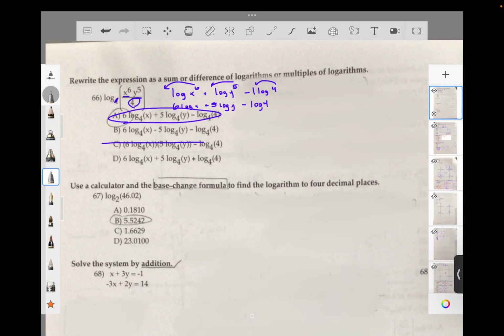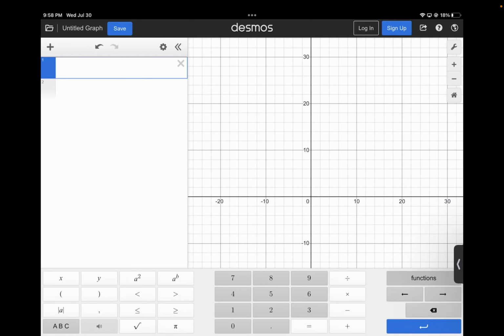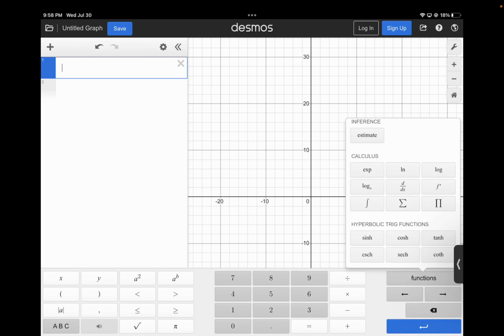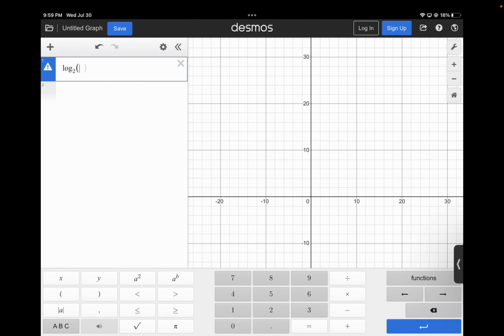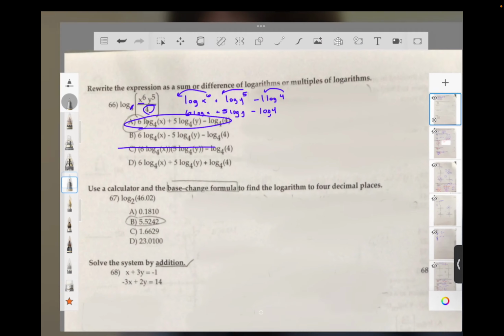Use a calculator and find the logarithm to 4 decimal places. What's the best chance for him? I'm just going to plug this in. I think it was log base 2. Wherever this log is, base 2, and it was like 46.02. So 5.52.